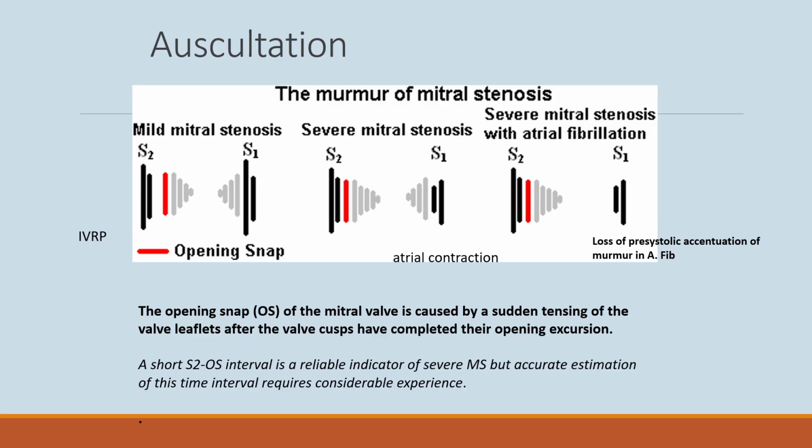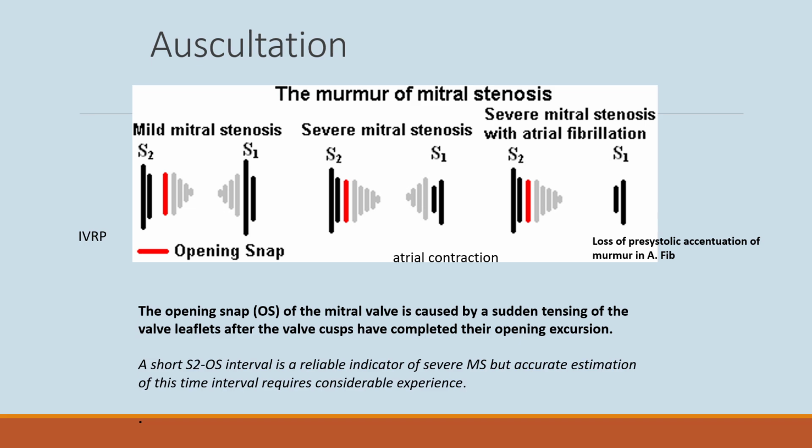After the opening snap, you will get a murmur of diastole. It's high in early diastole. It becomes less important in mid diastole because the left atrial pressure will have dropped a bit. And then with the atrial contraction, the murmur accentuates again. Then you have S1, which is the end of diastole.